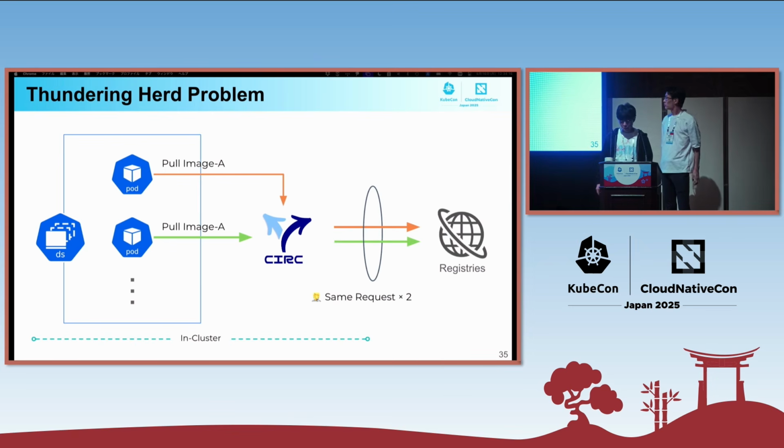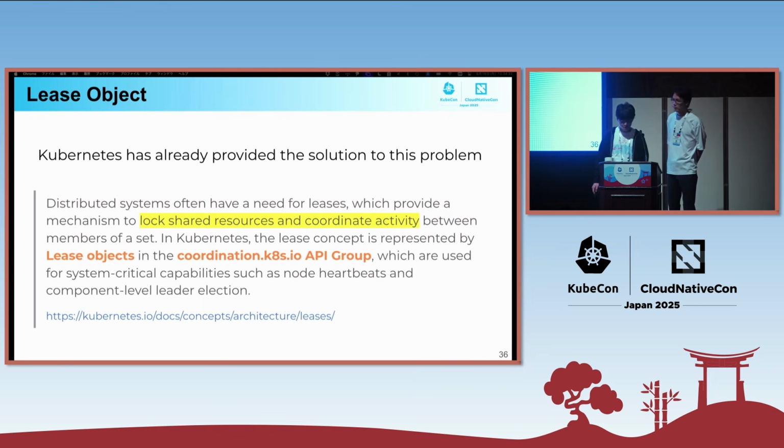Without a way to coordinate in CIRC, this situation led to a problem. As this diagram shows, CIRC itself might end up sending the same request many times for image A to the origin registry at the same time. So how do we address this at the cluster level? Fortunately, Kubernetes itself provides a mechanism for coordination called the Lease object.